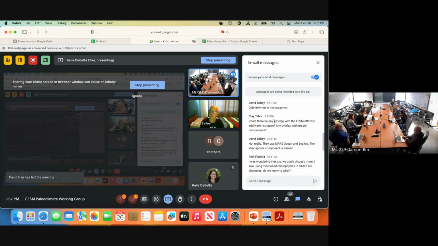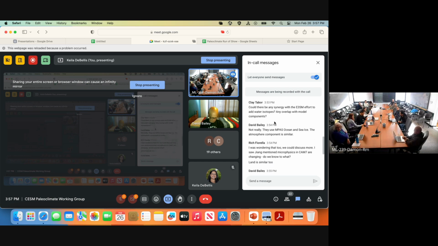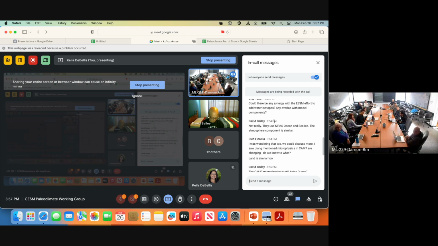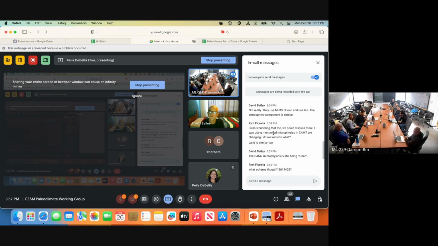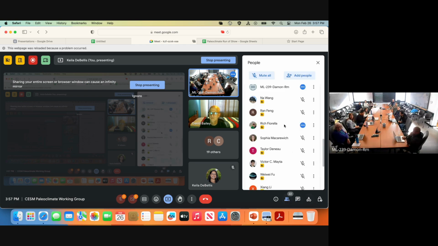So that's basically the question from Clay. Could there be any synergy between the E3SM effort to add water isotopes and any overlap with the model components? Dave answered the question that at least the atmosphere is similar. And luckily Rich is here. Rich, do you have any comments? Rich? You might be muted, Rich. Still here? He's still there.